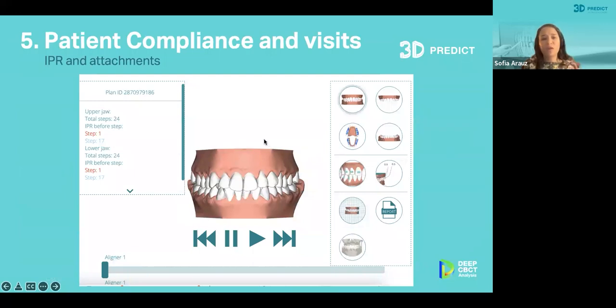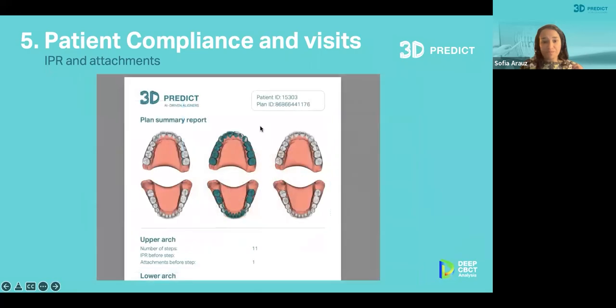And now, how you're going to plan those visits, we're going to talk about this later on when we get to IPR and refinements and so on. But a good tool for planning the patient's visits is knowing when your patients are due for IPR and attachments. And you'll know this when you look at your PDF report within your treatment plan. This PDF report is also included in your first aligner case as a printout.